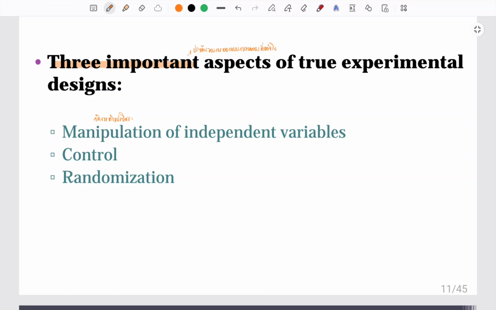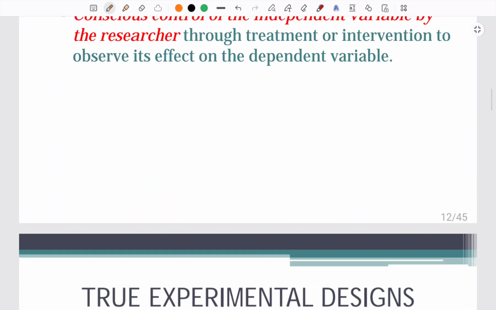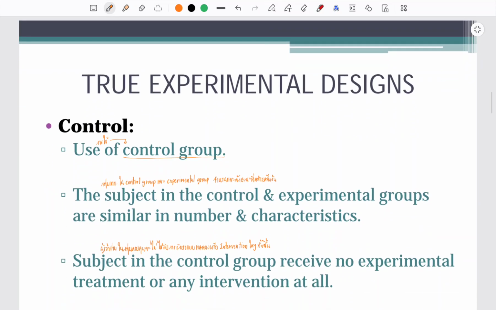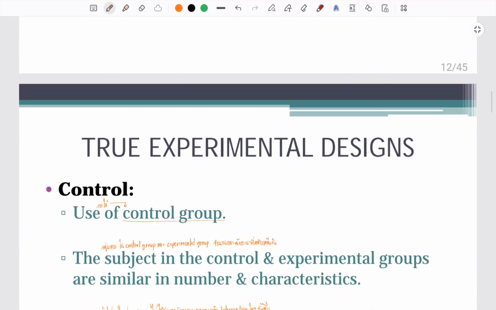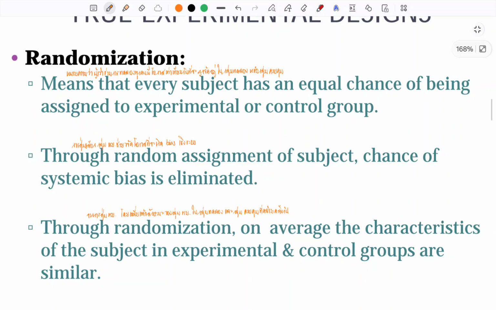So for the true experimental design, you should have a control group. Subjects in the control group receive no experimental treatment or any intervention at all. So in his case the control group will be the sham group, who did not receive any TMS treatment. Last one, randomization. It means that every subject has an equal chance of being assigned to the experimental or control group. He did mention that he used software to randomize the patients into the experimental group or control group.